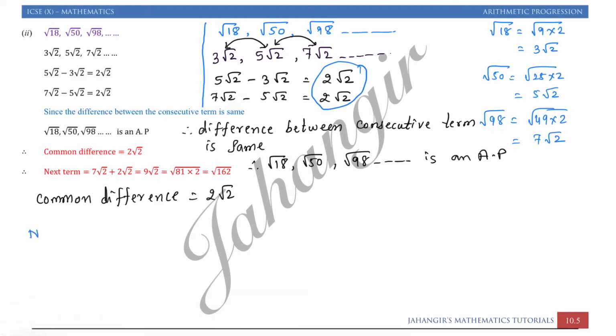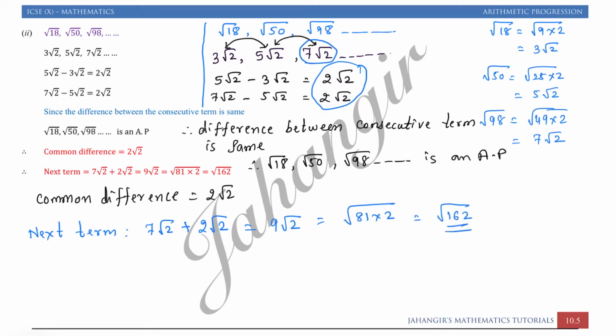Now the next term, that is the fourth term. For the fourth term, we will take 7 root 2, that is the third term, plus we will add the common difference to it. So here we will get 9 root 2. We have to make it in the proper format. So 9 we can write as root of 81 into 2, that is equal to root of 162. This is my next term.